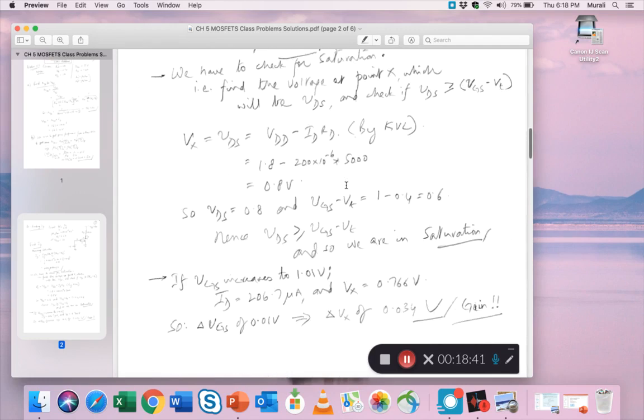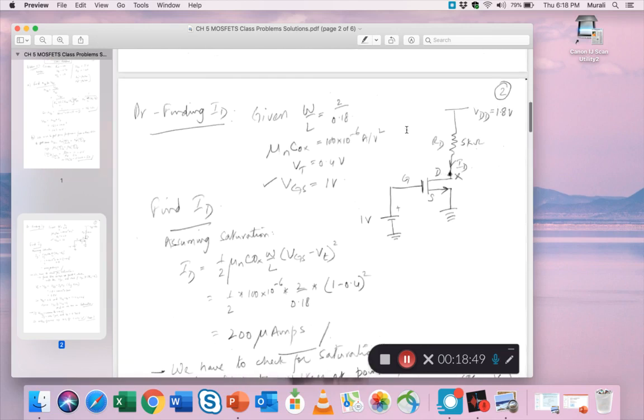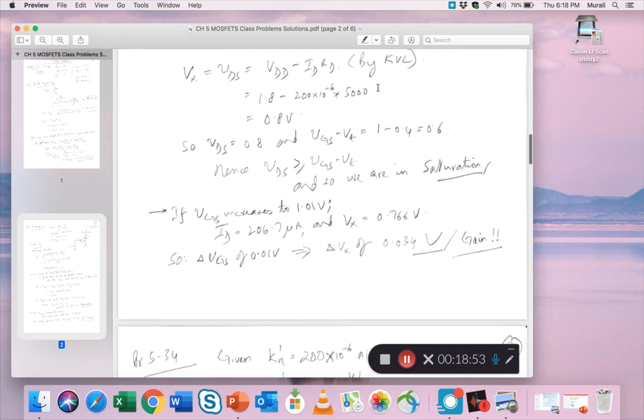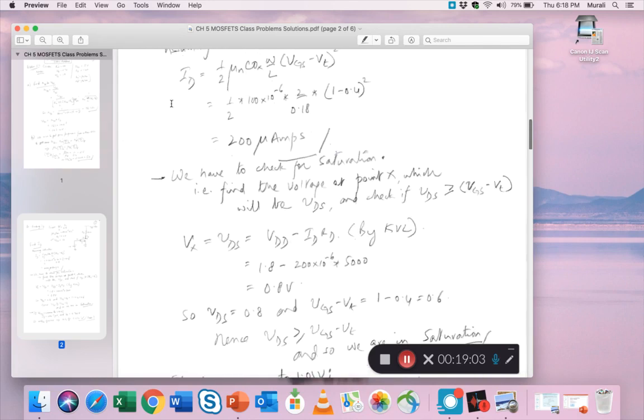The second part was if VGS increases to 1.01 volts, right? We slightly increased it by 10 millivolts, right? This portion. So once that becomes 0.01, then we can repeat this whole thing. We first find the current ID, right? We have to find the current.